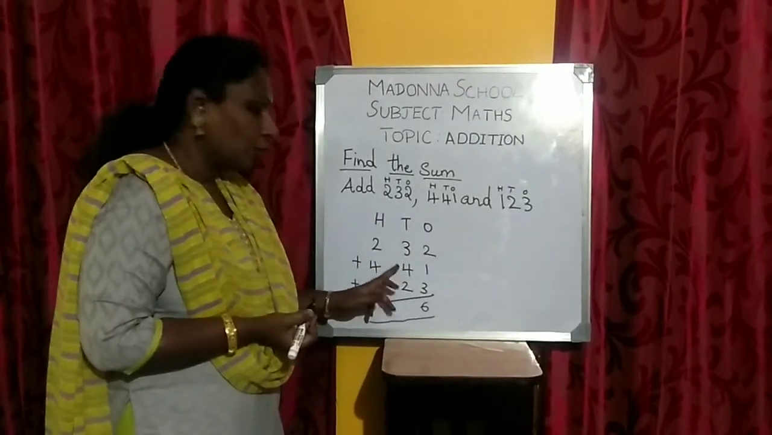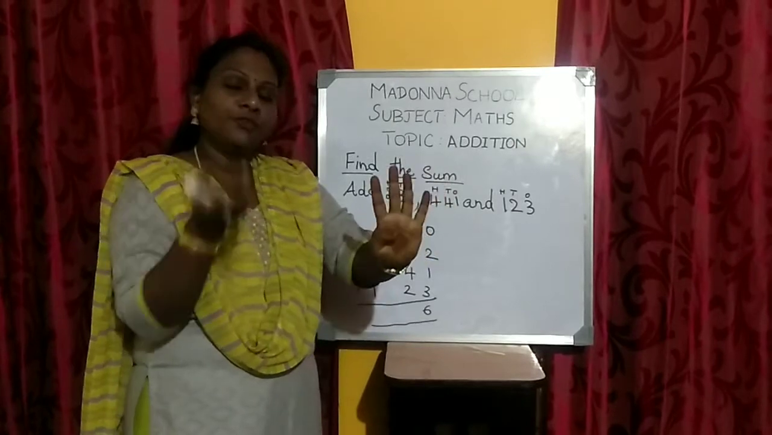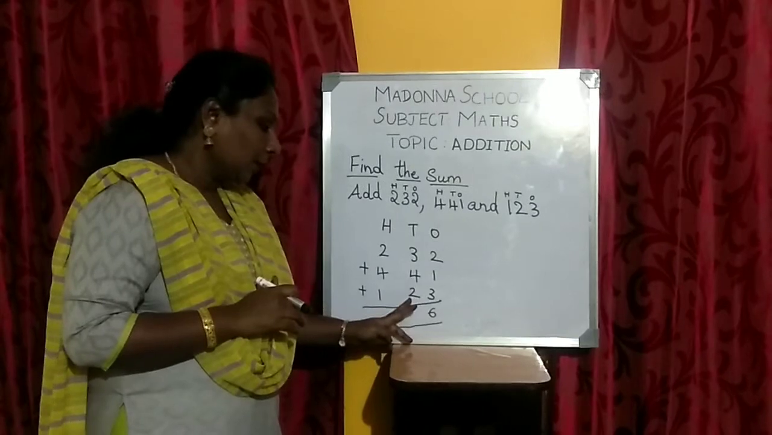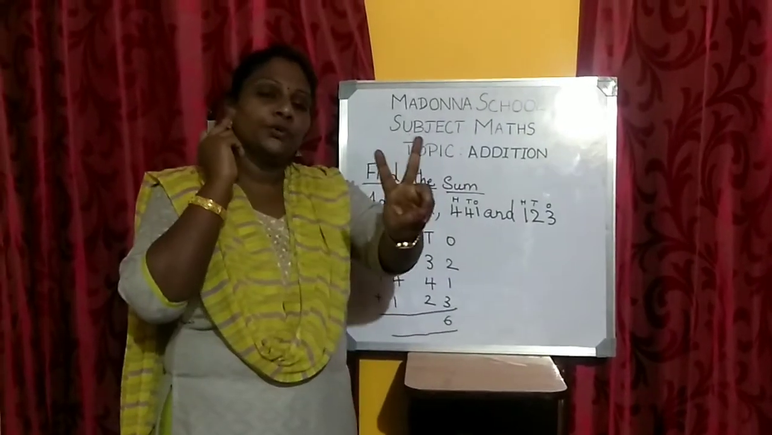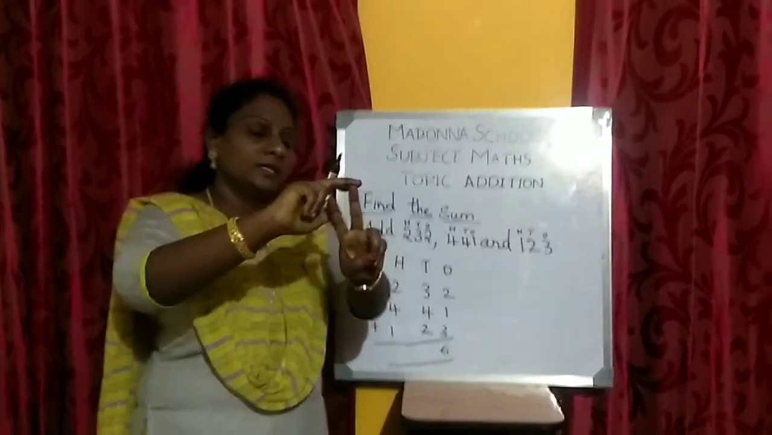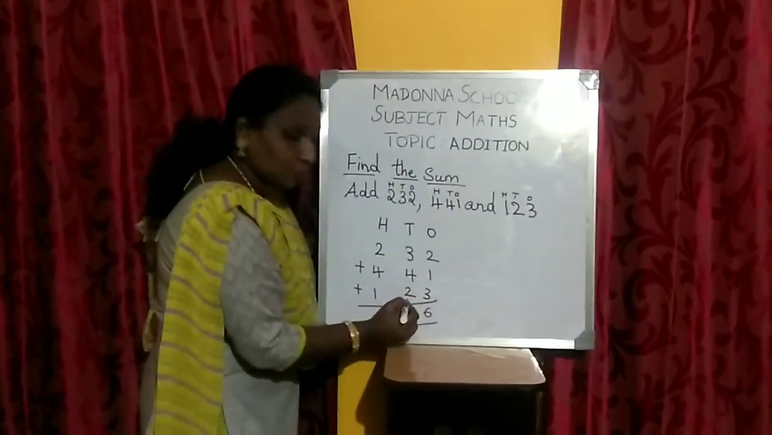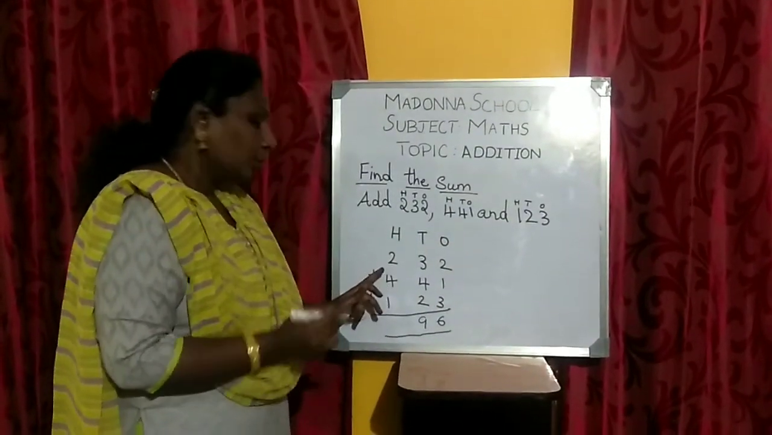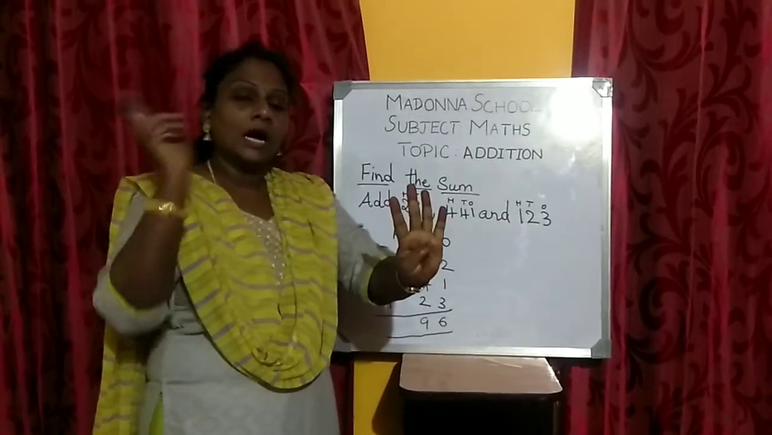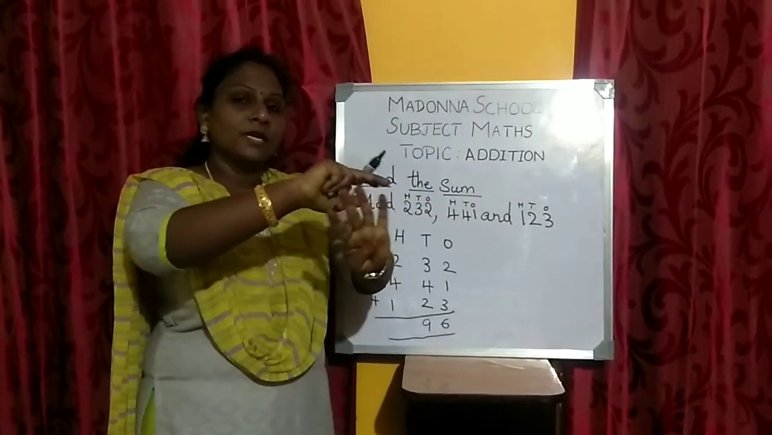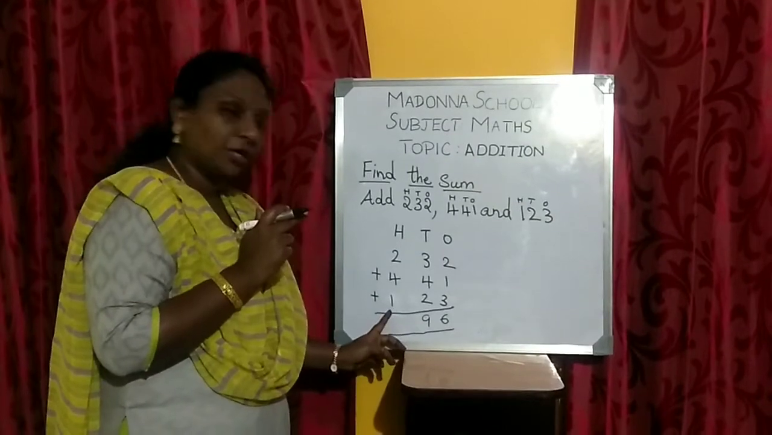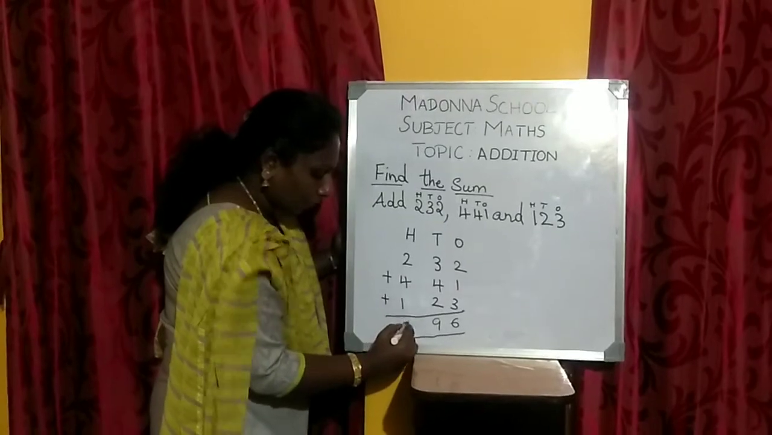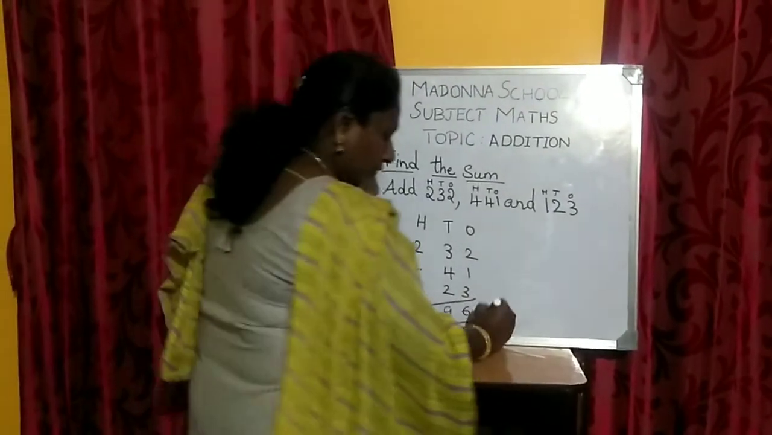So next is 10's place. So 3 in your mind, 4 show it in your finger. After 3, 4, 5, 6, 7. So 7 in your mind, 2 show it in your finger. After 7, 8, 9. So 3 plus 4 plus 2 equals how much, children? 9. So next number, 2 in your mind, 4 show it in your finger. After 2, 3, 4, 5, 6. So 6 in your mind, 1 in your finger. After 6, 7. So 2 plus 4 plus 1 equals how much, children? 7. So you can write below.